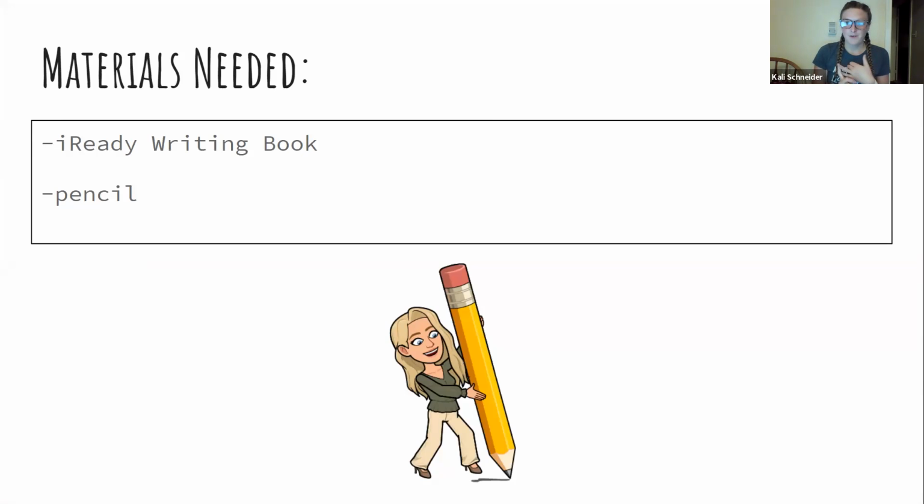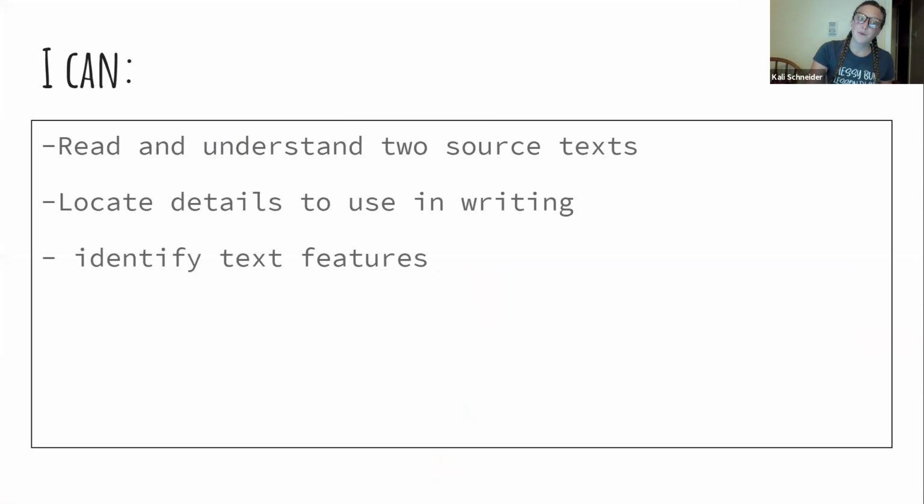We are going to be jotting down notes or underlining what you think is important in your text as you read, so that we can gather information to use in our own writing. Our objectives for reading today are: I can read to understand two source texts, I can locate details to use in writing, and I can identify text features. That's something that we've started working on, close reading. So hopefully you can point them out before we talk through them.